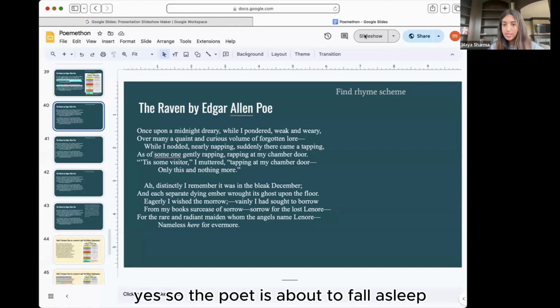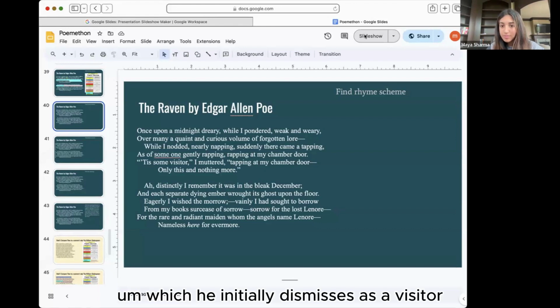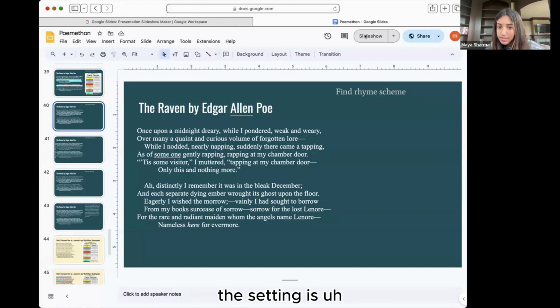Yes, so the poet is about to fall asleep. He hears a gentle tapping at his door, which he initially dismisses as a visitor. The setting is a dark December night, like I said, and the dying embers of his fire cast ghostly shadows on the door. So yeah.